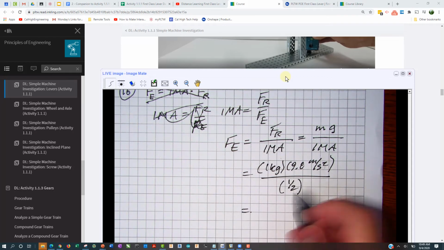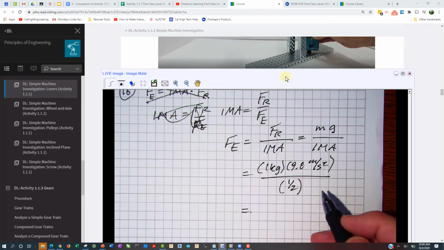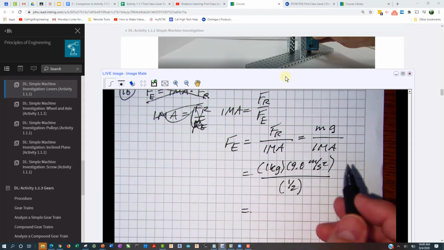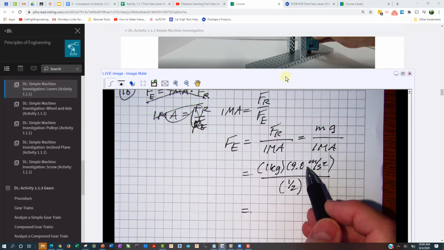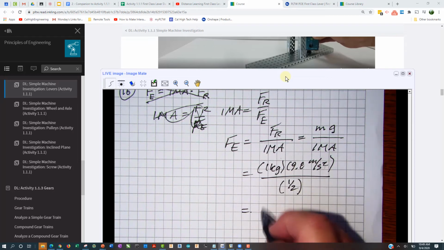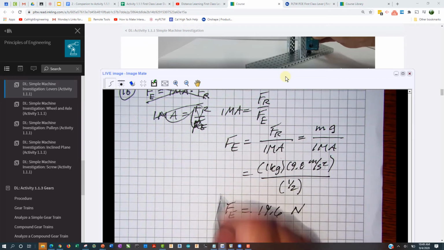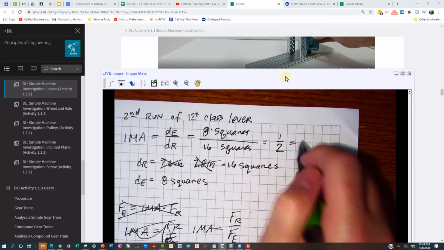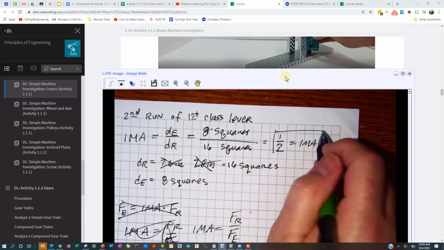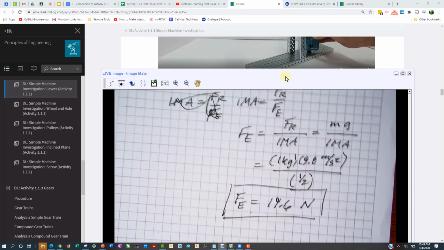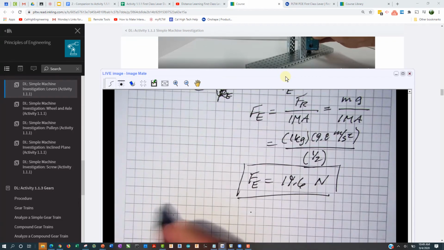So what does that equal? That equals 2 times 9.8. So that's going to be 19.6 newtons F sub E. As we come down here, this is IMA. Okay, and then the next one, what is that?